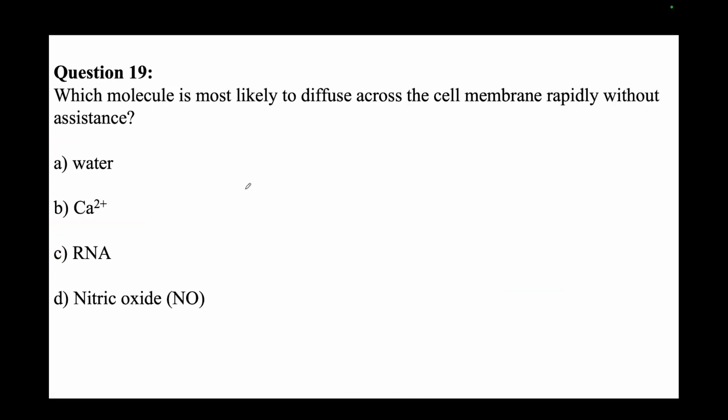Okay, so the next question, question number 19. Which molecule is most likely to diffuse across the cell membrane rapidly without any assistance? Option A, water, option B, calcium Ca2 plus, option C, RNA, and option D, nitric oxide or NO. So which of the molecules can diffuse across the cell membrane without any assistance? So what would be the correct answer here?